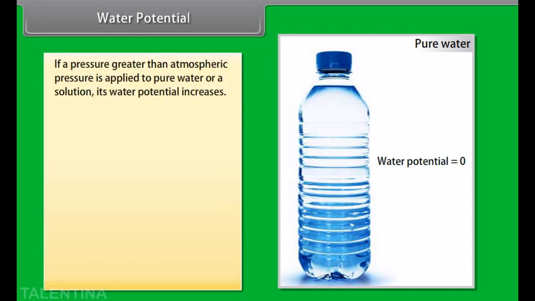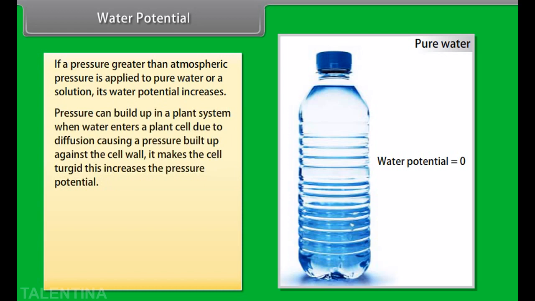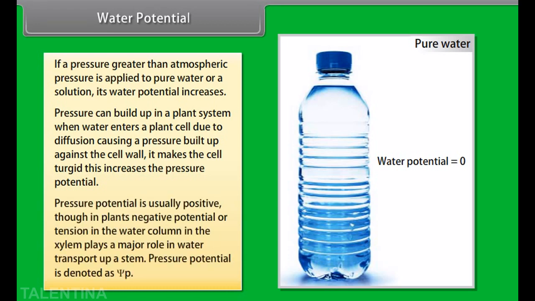If a pressure greater than atmospheric pressure is applied to pure water or a solution, then its water potential increases. Pressure can build up in a plant system when water enters a plant cell due to diffusion, causing a pressure build-up against the cell wall. It makes the cell turgid. This increases the pressure potential. Pressure potential is usually positive, though in plants, negative potential or tension in the water column in the xylem plays a major role in water transport up a stem.